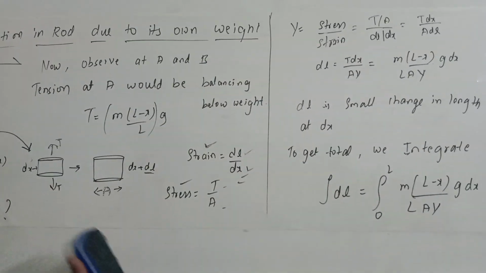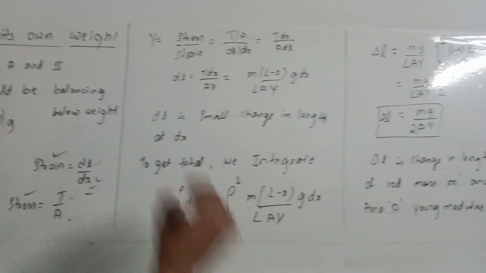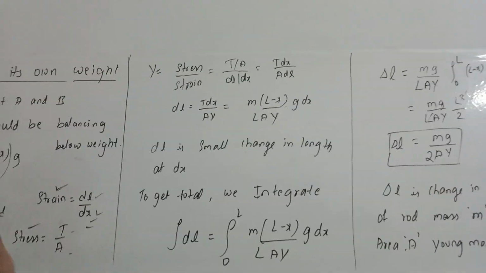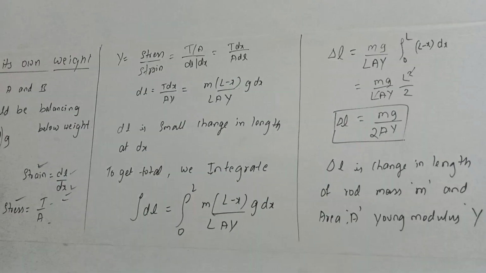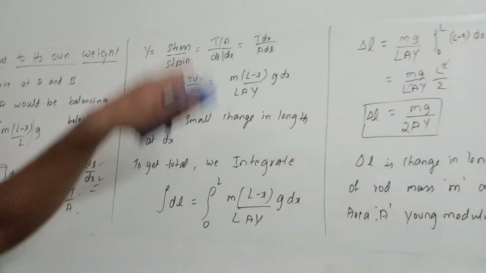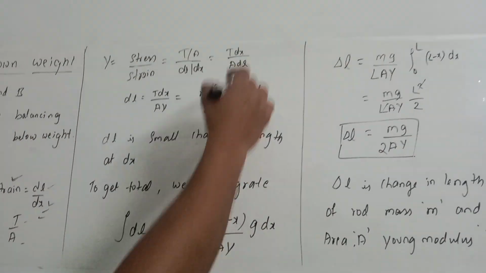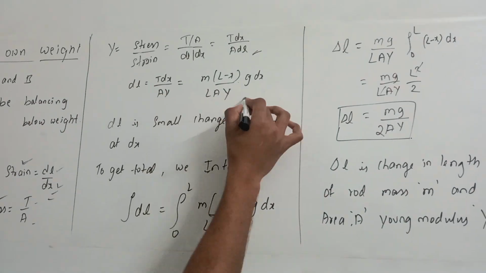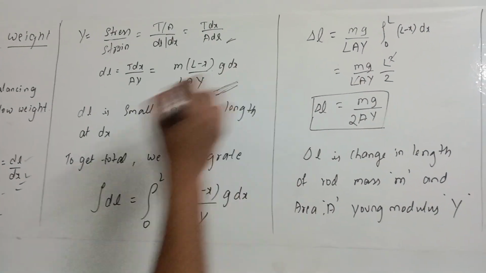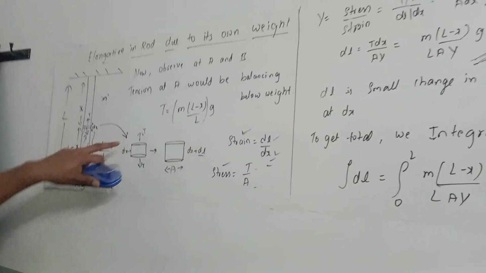Now I'll put it in terms of Young's modulus. Young's modulus Y equals stress by strain. From these two equations, stress is T by A and strain is dl by dx. Once we get this formula, I can find the equation for dl. dl is the small change in the length of this small element.